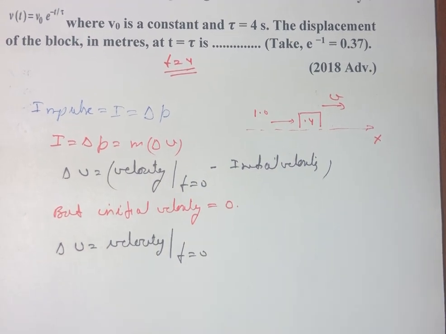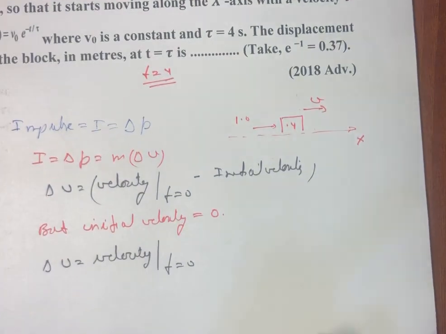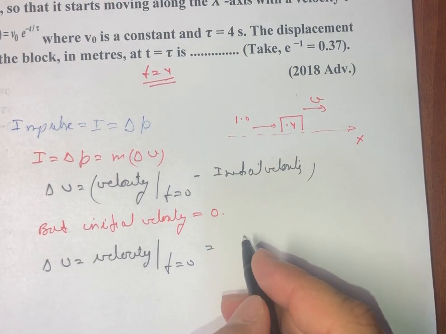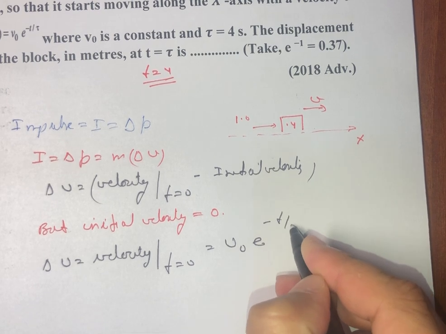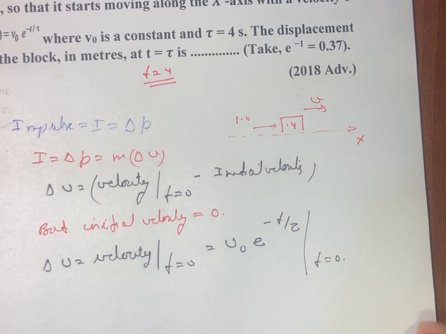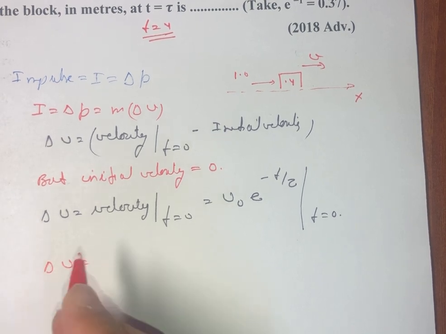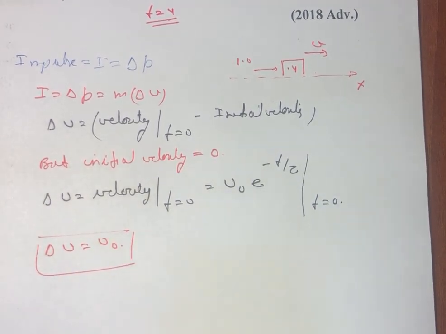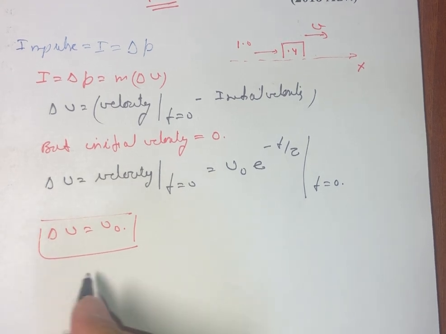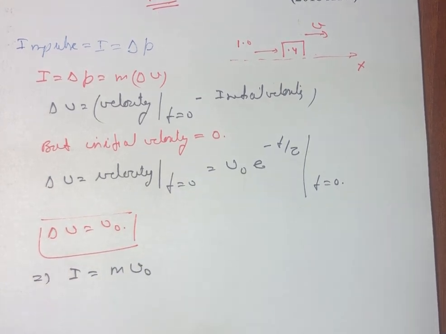It is given that the velocity is governed by this equation, so we get v naught e raised power minus t upon tau at t equal to 0. Substituting the value 0 in this equation, we get delta v equal to v naught. Therefore the impulse I is equal to m multiplied by v naught, because delta v is equal to v naught.